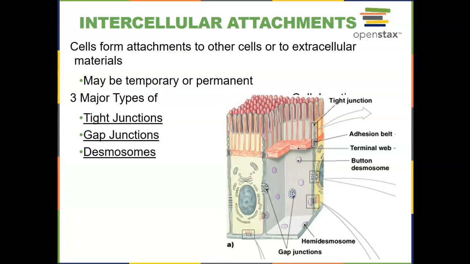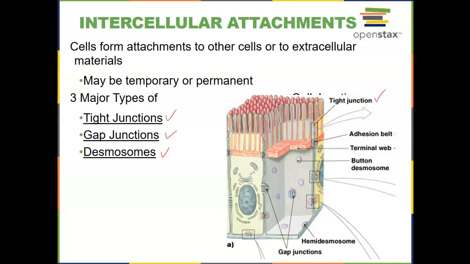Anyways, cells form attachments to other cells or other materials like a basement membrane or adjacent tissue like muscle, using one of three major types of joinings or junctions. These junctions can be temporary or permanent. In many tissues, they're permanent, but we're going to explore tight junctions, gap junctions, and desmosomes. Okay, tight junctions occur near the tops of cells.